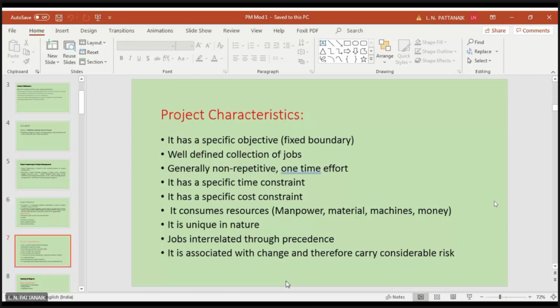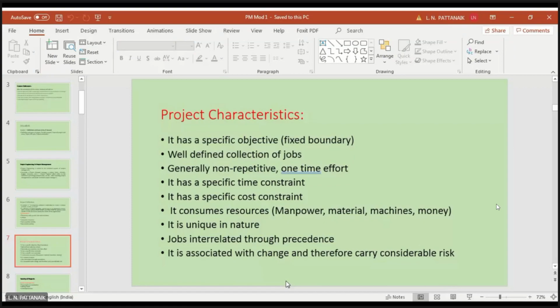The last point in this slide is that it is associated with change and therefore carries considerable risk. This is also very interesting. When you are planning a project, actually you are projecting towards the future. All your plans are made at the present day, and your project will be executed in the future. So when you are starting a project, first you have to do certain planning activities. At the planning stage, you are planning the budget, the schedule, meaning the time frame, and everything for that project, which is going to happen in the future.